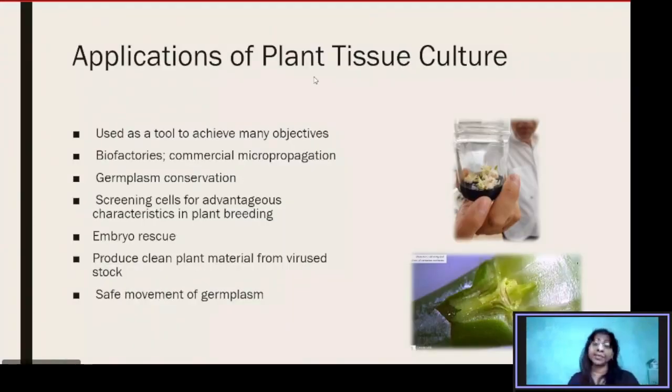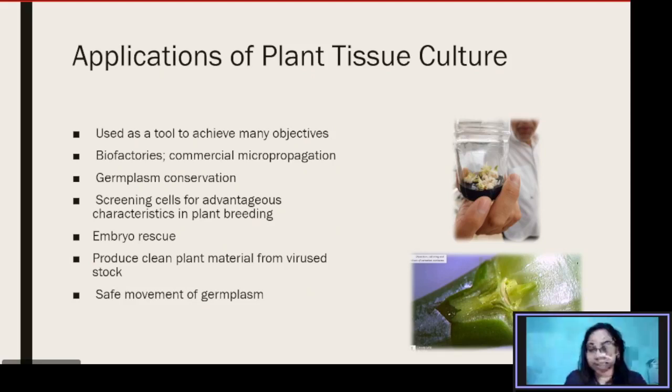So that was the technique of plant tissue culture. Moving on to applications of plant tissue culture. Plant tissue culture is used as a tool to achieve many objectives. So one of those objectives is commercial micropropagation. There are millions of plants being produced annually by plant tissue culture on an international scale.